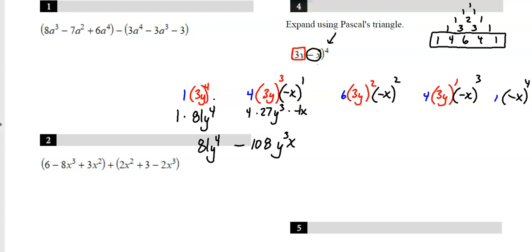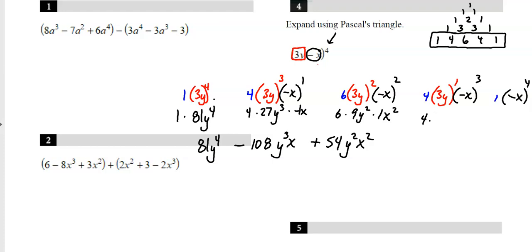No big deal. This next one, I'm going to have 6 times 3 squared is 9 y squared. Now, negative x times itself, negative x times negative x, is a positive 1x squared. Becomes positive there. So that's a 54 y squared x squared, or x squared y squared, however you want to write it. I'm just keeping the order the way it is.